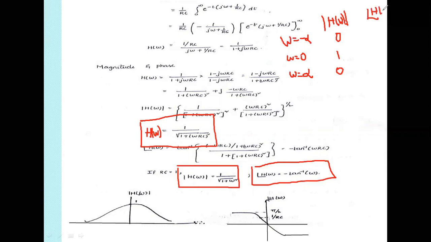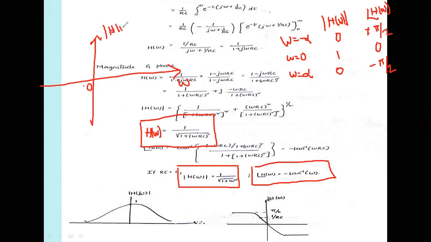Angle of H of omega: when omega is equal to 0, tan inverse 0 is 0. When omega is equal to plus infinity, you get minus pi by 2. And for minus infinity, minus of minus becomes a plus, since tan inverse is an odd function, so you get plus pi by 2. So using these relations, you can draw the magnitude plot. When omega is equal to 0, the magnitude of H of omega is equal to 1, the maximum value.